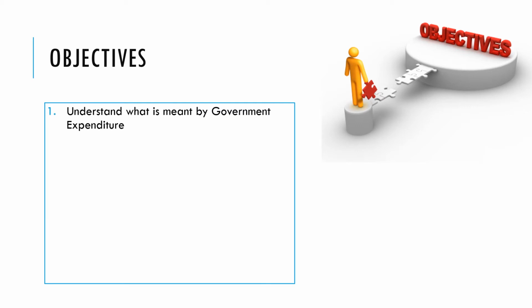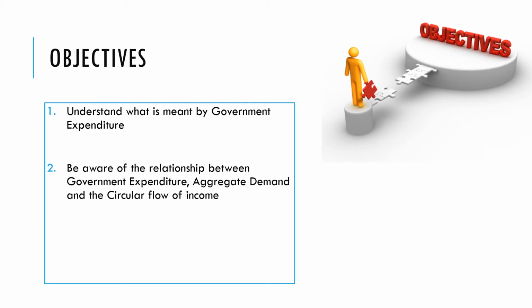In this video, we're going to look at what is meant by government expenditure, the relationship between government expenditure, aggregate demand, and the circular flow of income, and then finally look at the main influences on government expenditure.